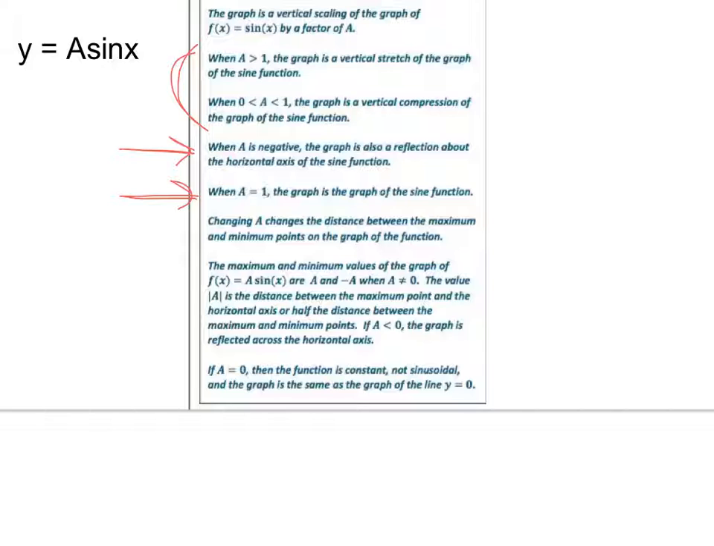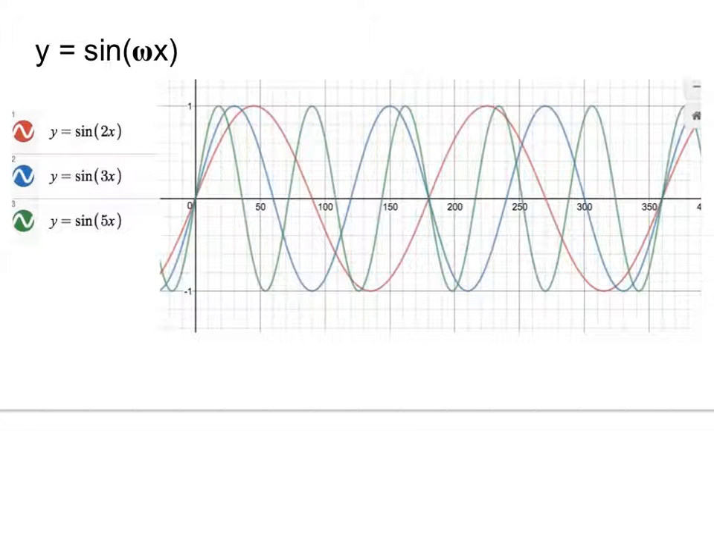If a is equal to 0, then the function's a constant. It's not a sine function because if you plugged in 0 for a, that goes away, and it's sort of silly. You get the line y equals 0. Okay, let's move on. Lots to cover today.